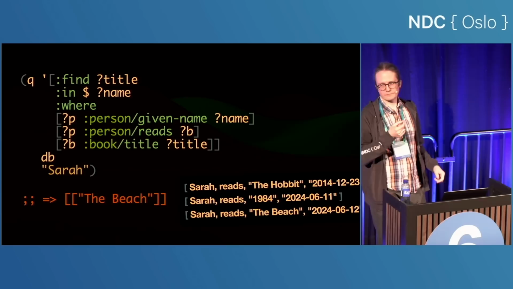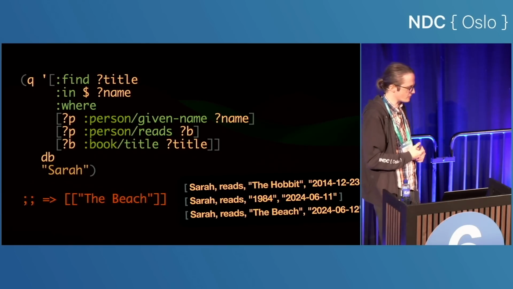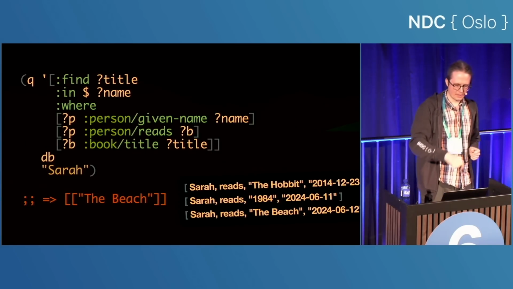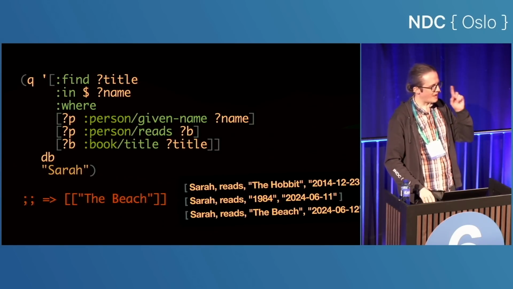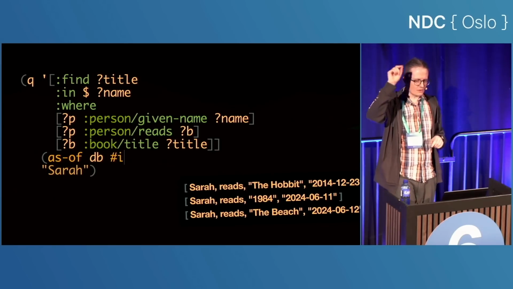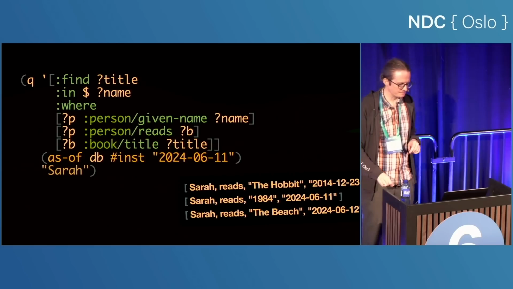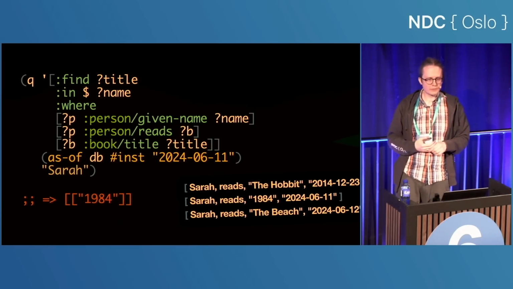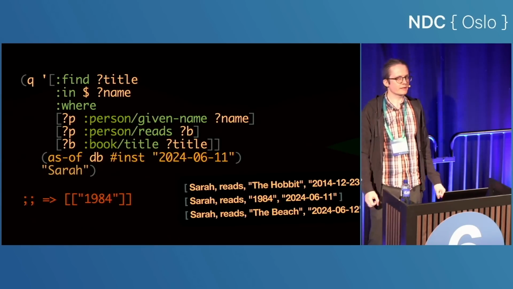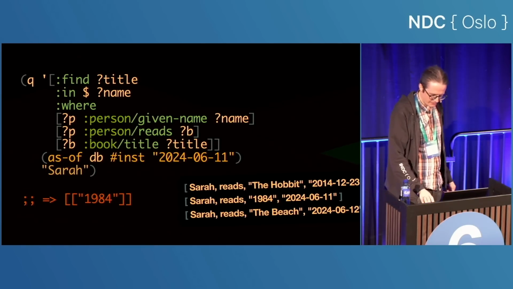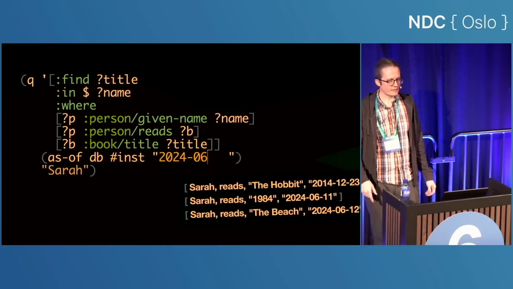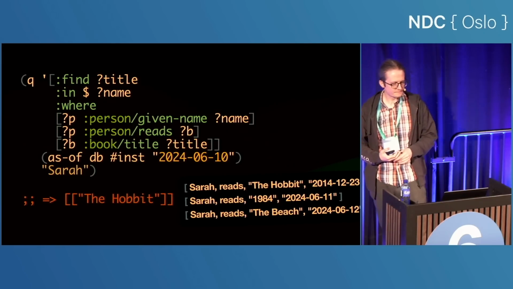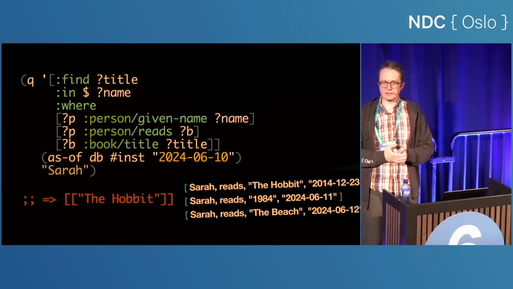But I told you that Datomic doesn't throw away this information, right? So instead of passing in the snapshot of now, instead of passing the database in as is, we can pass it in as of some other point in time. Like yesterday. And when we run this query, we get 1984, and yeah, she was reading 1984 yesterday. That's great. And we can pass in the day before that. And the most recent information we had about Sarah's reading habits at that point was that she was reading The Hobbit.